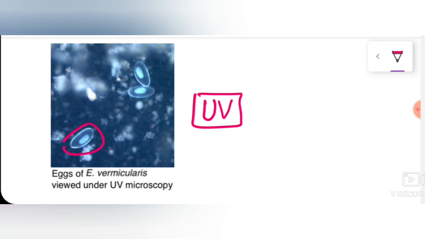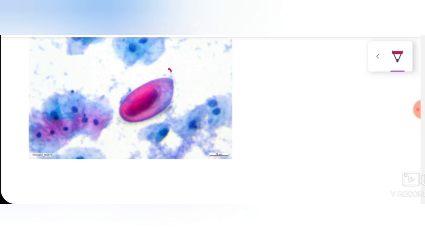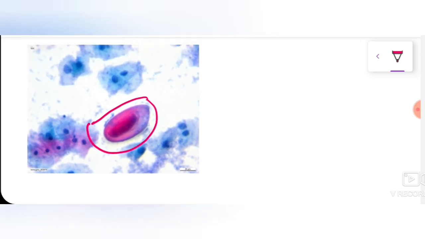So it's the same egg under ultraviolet light. The same egg if stained with a pap stain. See again the Plano convex egg, and you can see that tadpole larva in between. So these are all the same staining methodologies. So well guys, that was your image of the day.